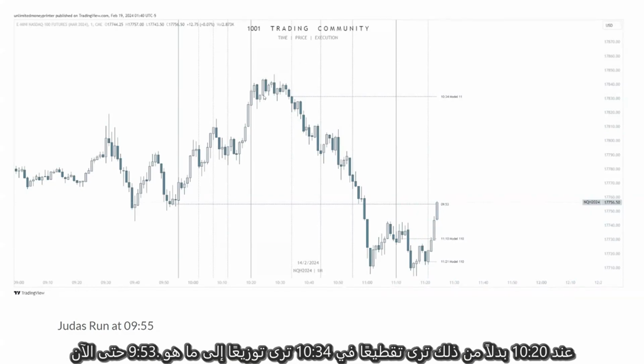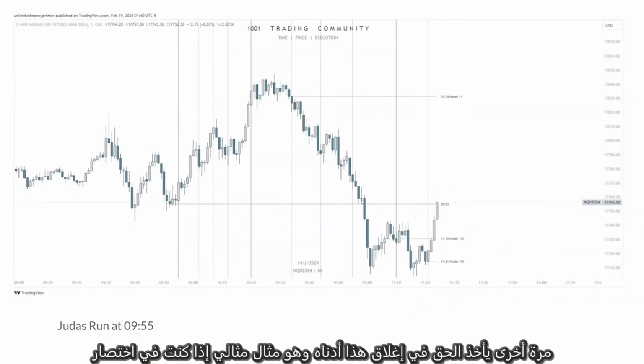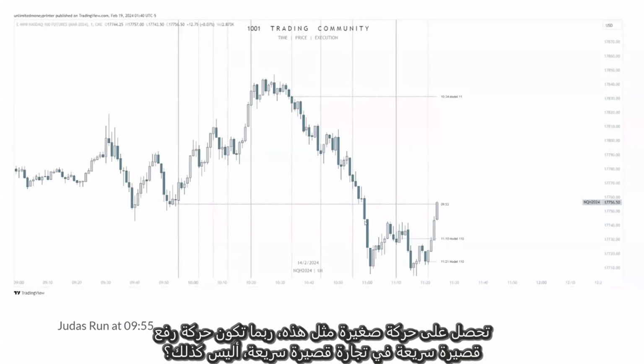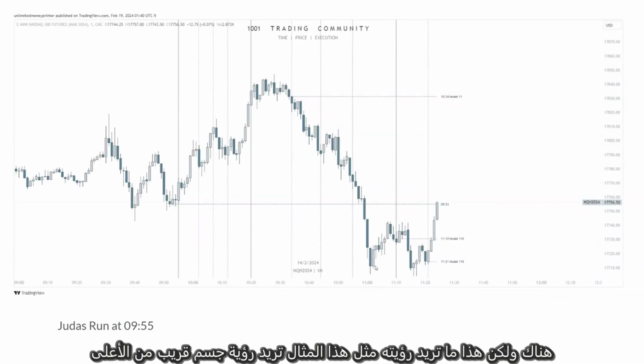Well, guess what happens? At 1020, instead you see chop, and at 1034, you see distribution down to what? The 953 yet again, ticks right to it, closes below. This is a perfect example if you're in short, based off this root candle, 953. You're going to want to see it close below it for continuation. You get a little move like this, maybe a quick short-lived move and a quick short trade right there, but this is what you want to see.